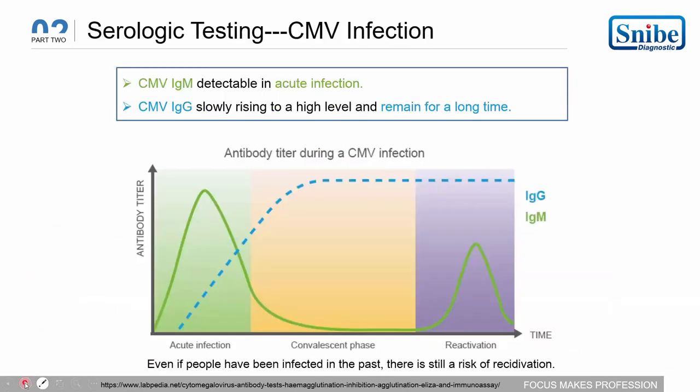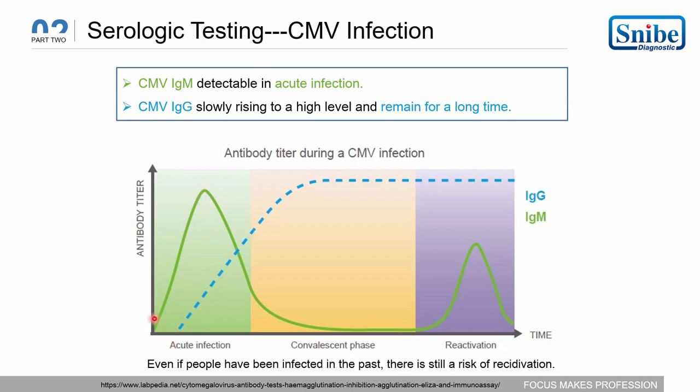And then, if we want to go for serological testing for cytomegalovirus, we have two options: CMV IgM and IgG. You know that IgM is detectable in the acute infection, while IgG slowly rises to a high level and remains for a longer time. So the vaccine status and the past exposure status can be differentiated with the IgM and IgG values.